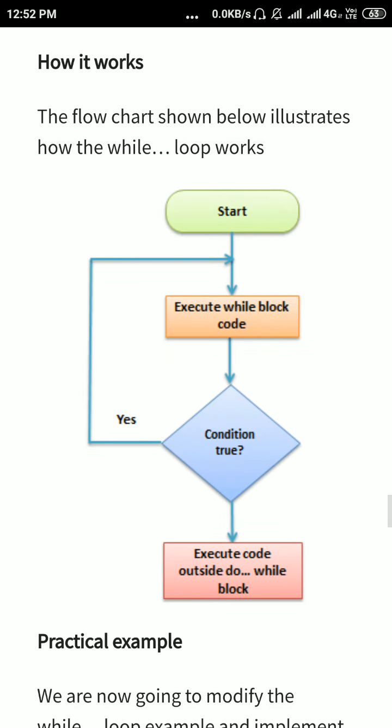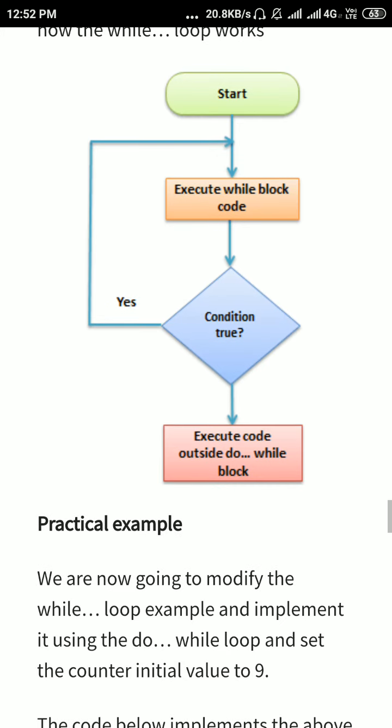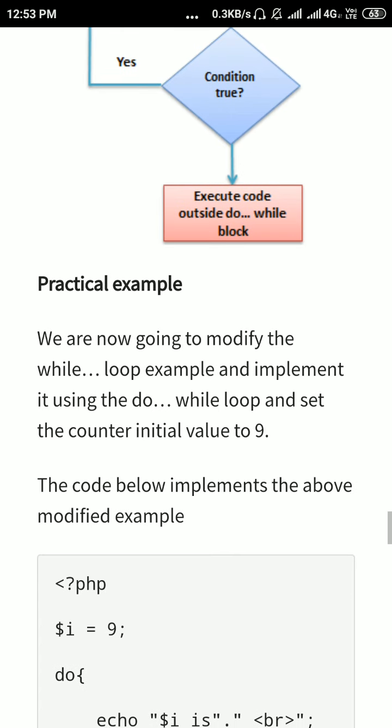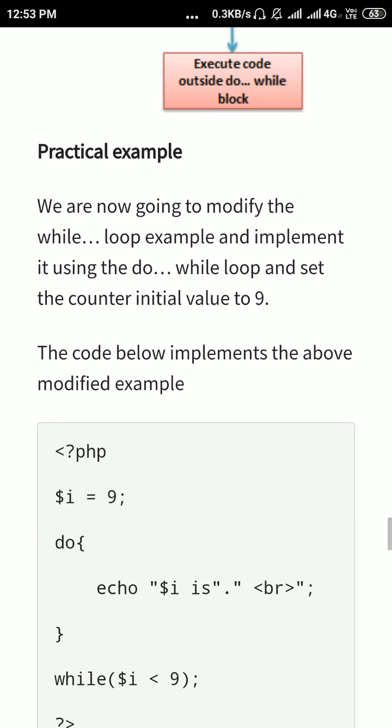See how it works. Start, execute the do block code. If the condition is true, then it goes again to execute the block code. If no, execute code outside the block. So let us see with a practical example of do while how it works.